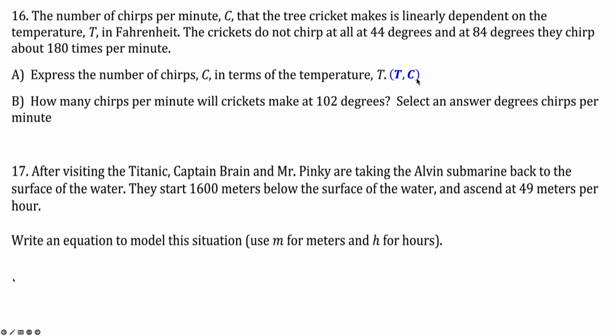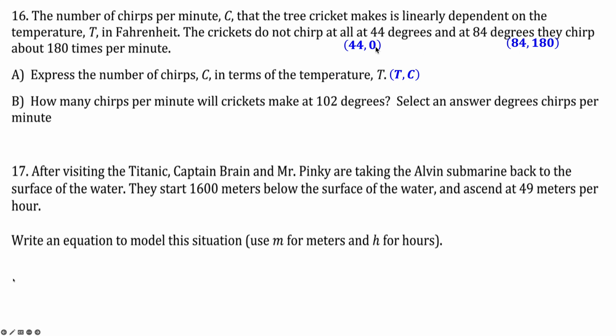All right, so I'm going to go back up to the top and I'm going to turn this data into points. So 44 degrees, that's a T. How many chirps were there? There were no chirps, so that's 44 comma 0. At 84 degrees, that's my T, there were 180 chirps. That's my C, there's my 2 points.